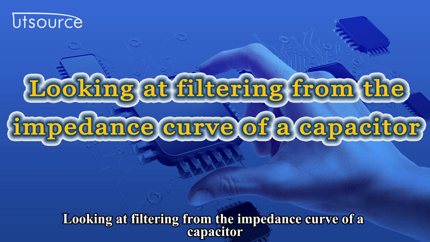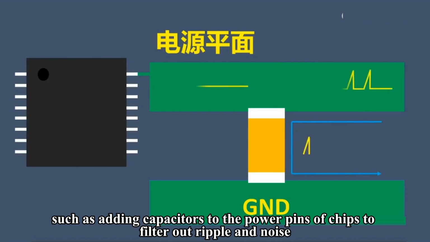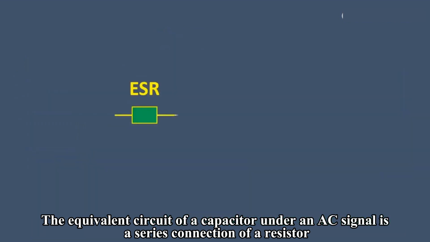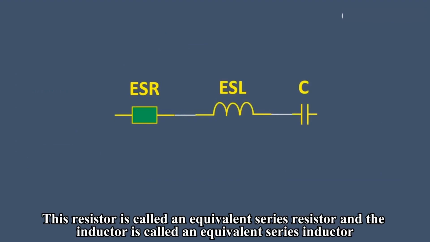Looking at filtering from the impedance curve of a capacitor. Capacitors are often used for filtering in circuits, such as adding capacitors to the power pins of chips to filter out ripple and noise. The equivalent circuit of a capacitor under an AC signal is a series connection of a resistor, an inductor, and a capacitor. This resistor is called an equivalent series resistor and the inductor is called an equivalent series inductor.